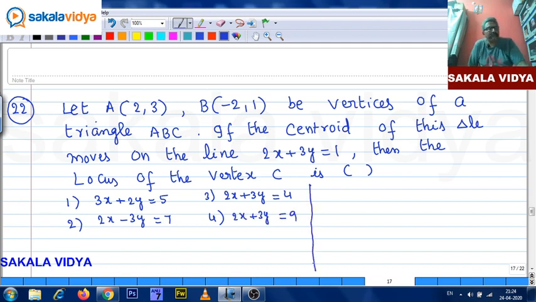So, this is somewhat different from the previous problem. Here, A(2, 3), B(-2, 1) are the vertices of triangle ABC. The centroid of this triangle this time, not the vertex C, moves on the line 2x + 3y = 1, then the locus of the vertex C. Now, we need to say C = (x, y). We need to find the centroid and substitute it in the given line. Then you get the answer.